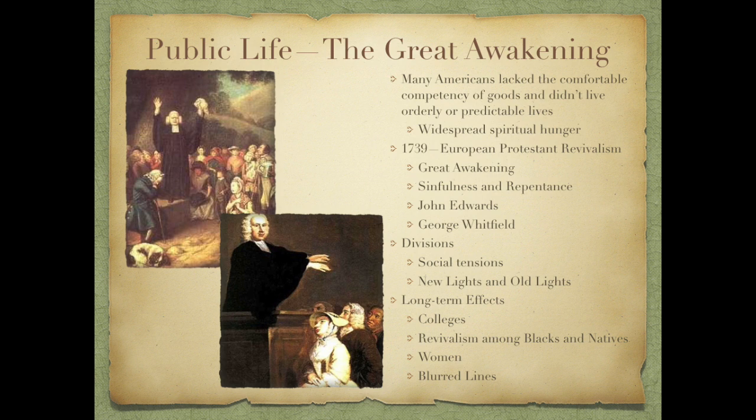King's College, for example, was founded as a New Light Anglican college. It later became Columbia after the Revolution. Princeton was founded by New Light Presbyterians, Brown founded by the Baptists, and Queen's College founded by the Dutch Reformed Church. Queen's College eventually also becoming Rutgers.